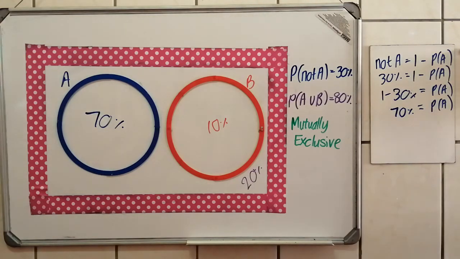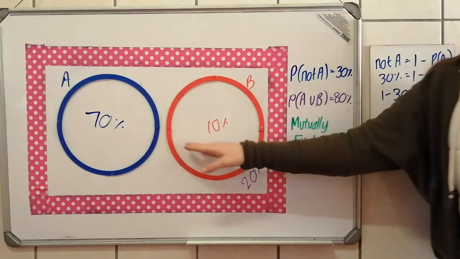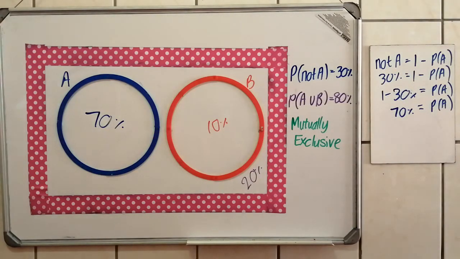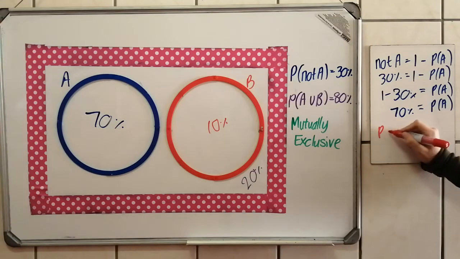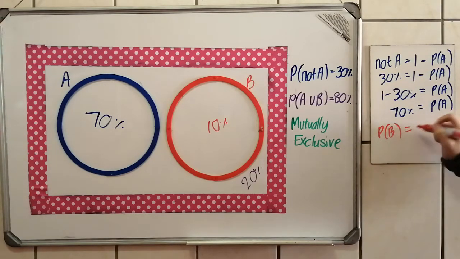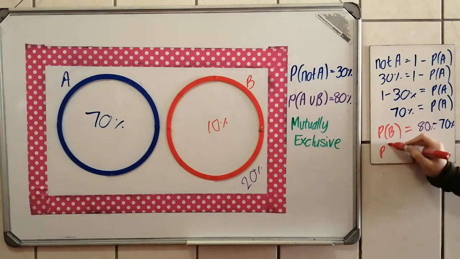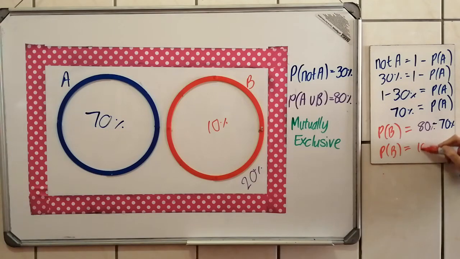So mathematically, I would show the probability of A is 70%. And then I would say that the union minus the probability of A would give me the probability of B. So the probability of B, therefore, is the union of 80% minus the probability of A, which is 70%. These are supposed to be percentage signs over here, sorry. So therefore, the probability of B lands at 10%. And I hope you can see it in the Venn diagram.